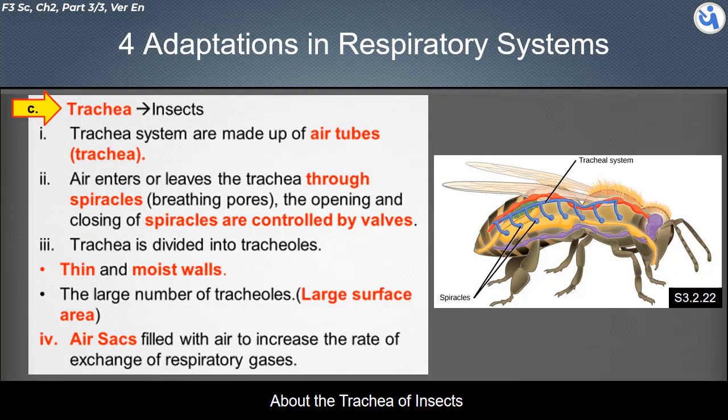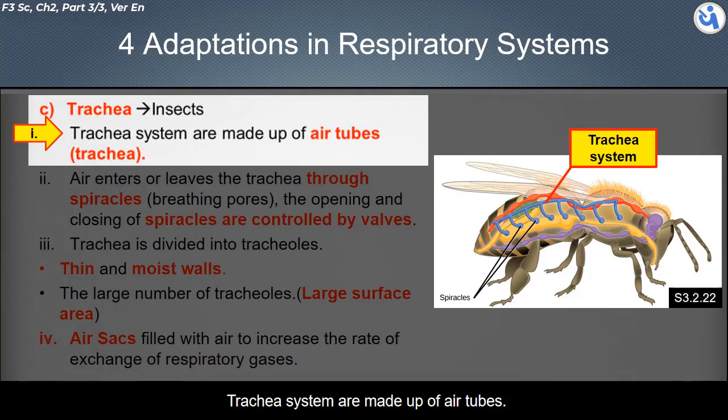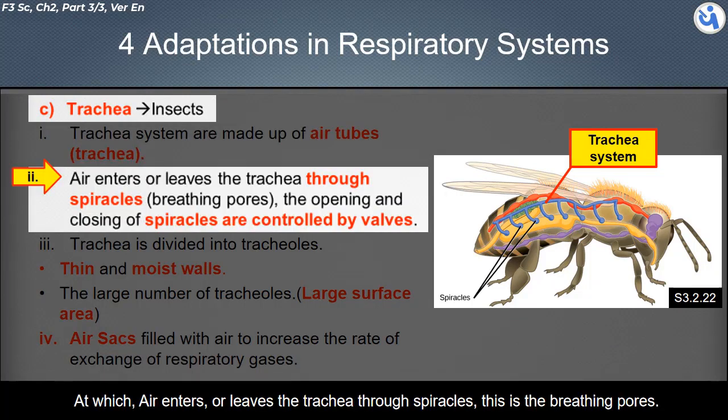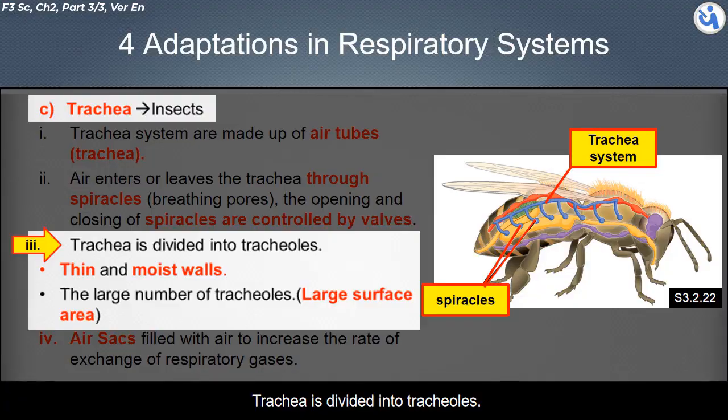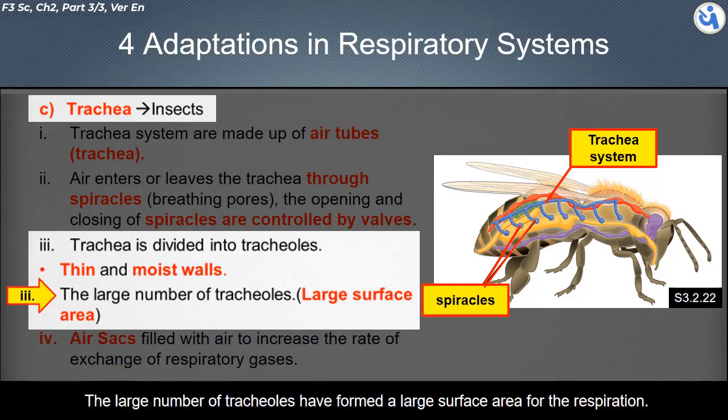About the trachea of insects. Trachea system are made up of air tubes, at which air enters or leaves the trachea through spiracles. This is the breathing pores, and the opening and closing of spiracles are controlled by valves. Trachea is divided into tracheoles. Tracheoles have thin and moist walls. The large number of tracheoles have formed a large surface area for the respiration.